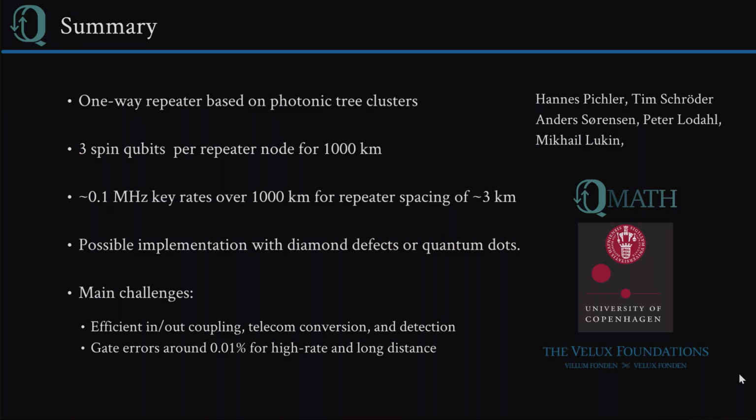what I've shown here is the one-way repeater that's based on photonic tree clusters. We only need 3 spin qubits per repeater node for up to 1,000 kilometers, which is substantially less than these over 200. And we can get key rates of around 0.1 megahertz at 1,000 kilometers, and a possible implementation is with diamond defects and quantum dots.